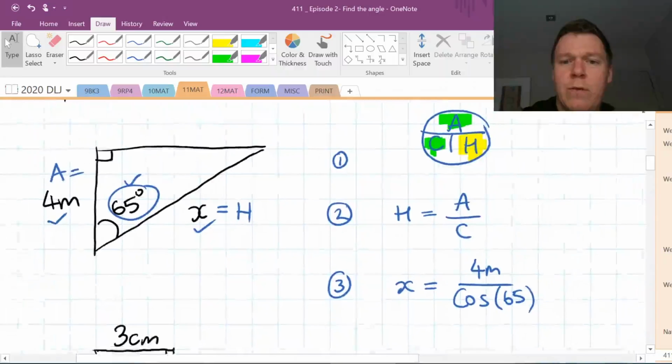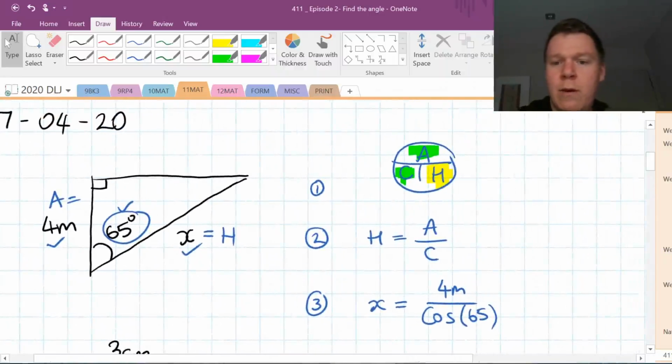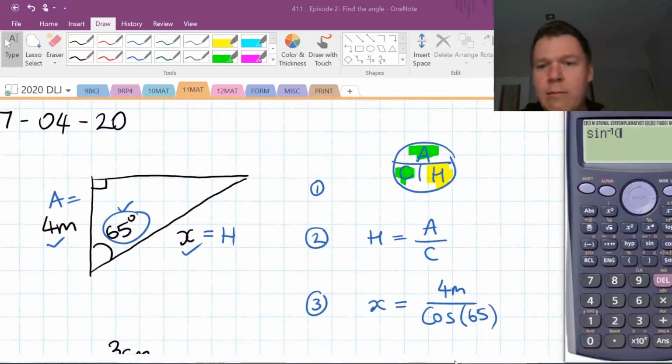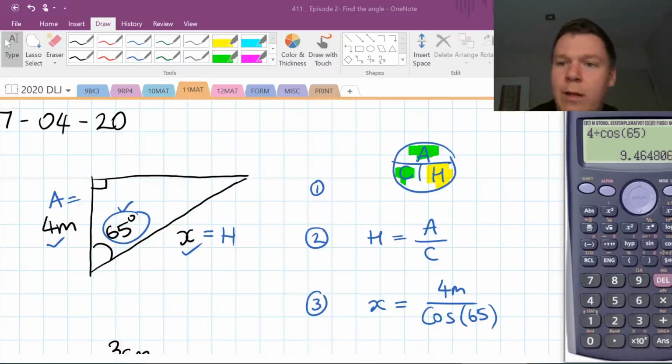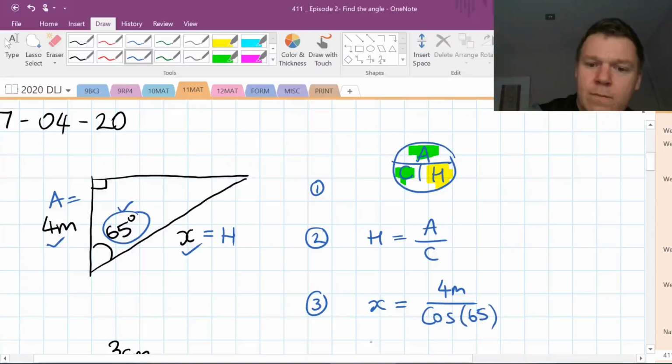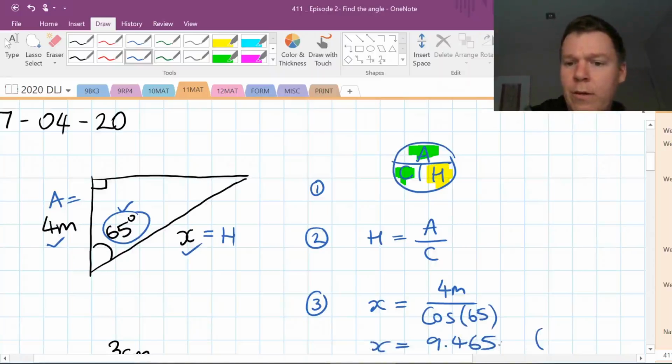Alright, zoom out a bit. Okay, got a calculator. So we're going to calculate 4 divided by cos 65. That equals 9.465. And that's in meters, to 4 significant figures.